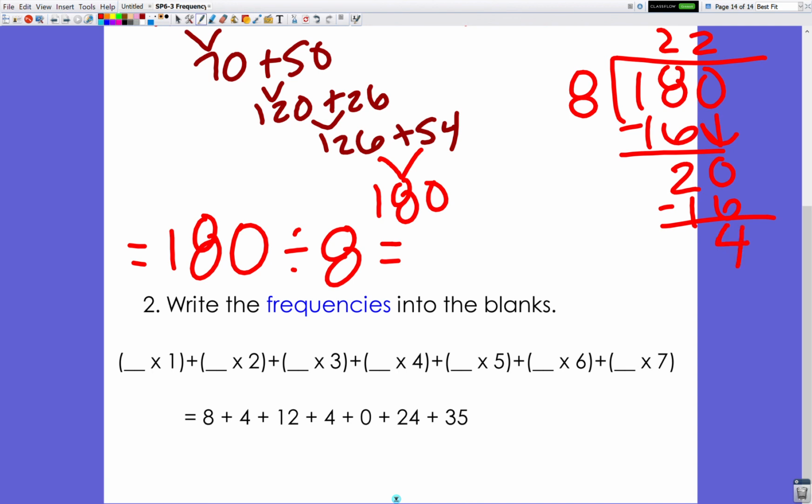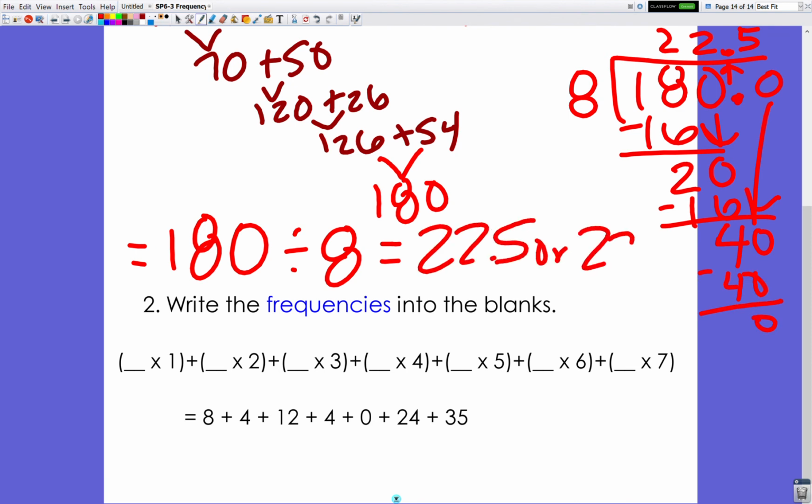Now, 8 won't go into 4, so I can, at this point, make a fraction, 22 and 4/8. Or I can add a decimal and bring it up, and add a 0 and bring it down. And I'll see that 8 goes into 40 5 times, which is 40 with no remainder. So our answer is 22.5 or 22 and 4/8. Both would work. Both are correct answers.